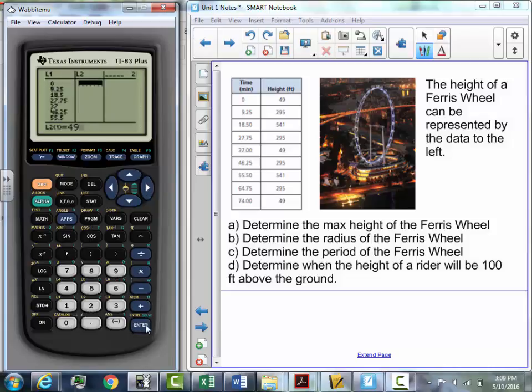49. 295. 541. 295. 49. This is a bit repetitive, isn't it? 295. 541. 295. 49. Okay. Yeah.